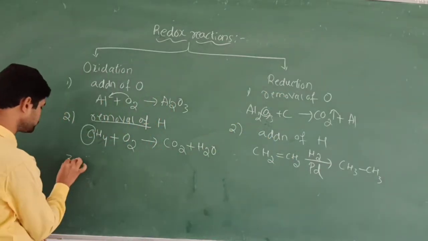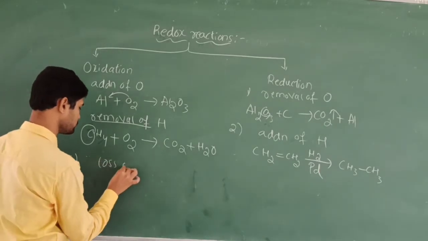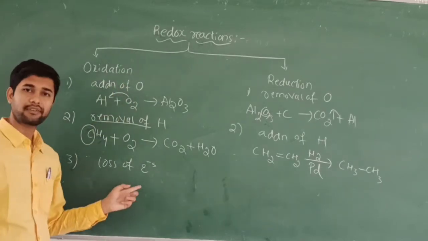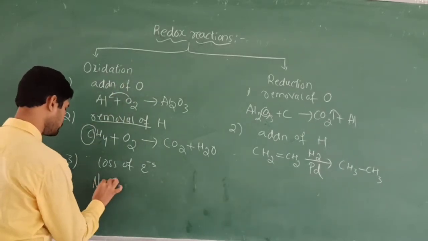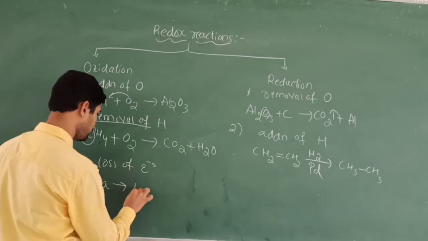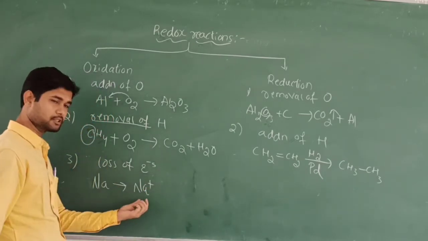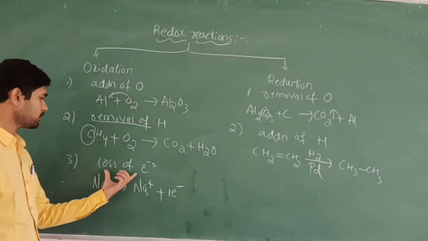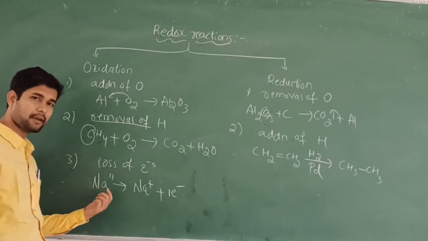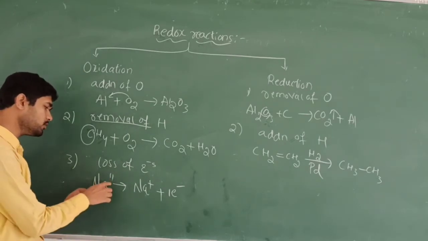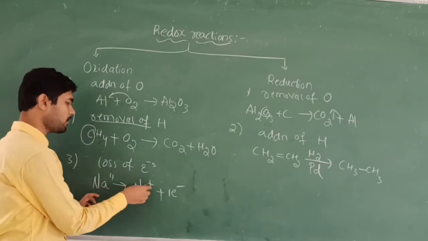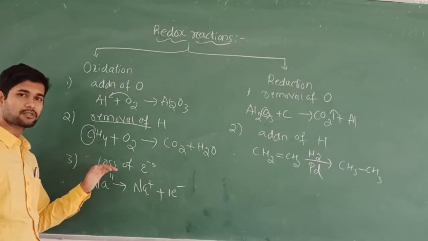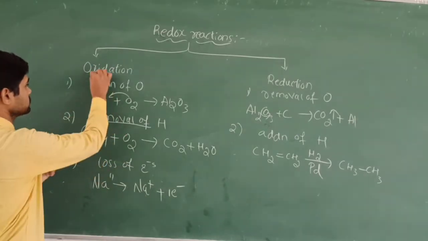One more term: loss of electrons. We are going to name it oxidation. Loss of electrons example: I take sodium metal, which is going to lose one electron to become electropositive, Na+, and one electron is removed here. The atomic number is 11, so there are 11 electrons. Now I remove one electron from the sodium metal, and it forms sodium with a positive charge. That is called loss of electrons, which comes under oxidation.